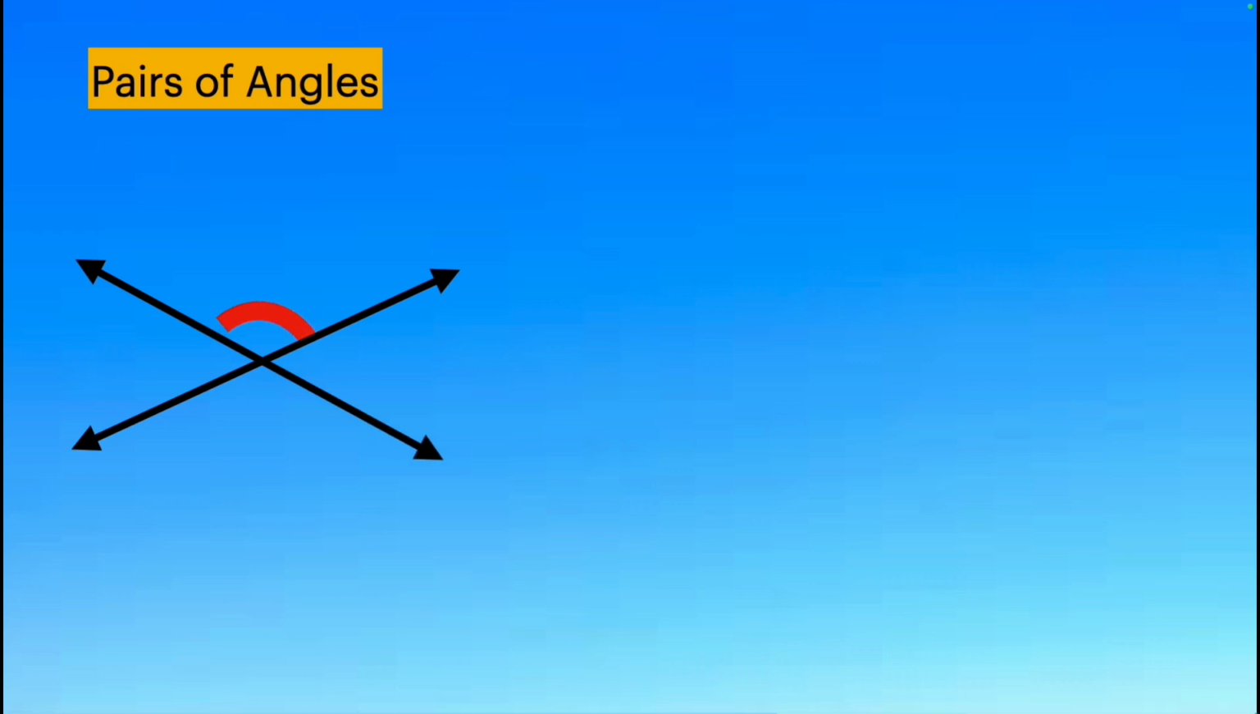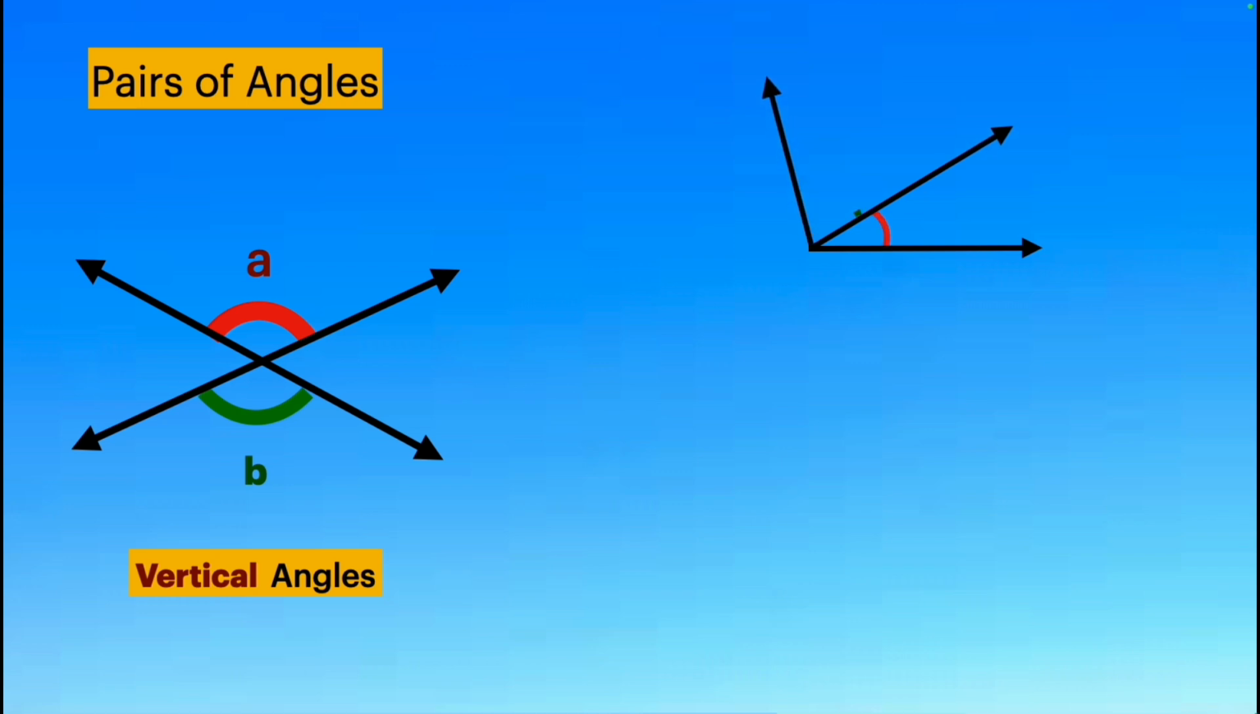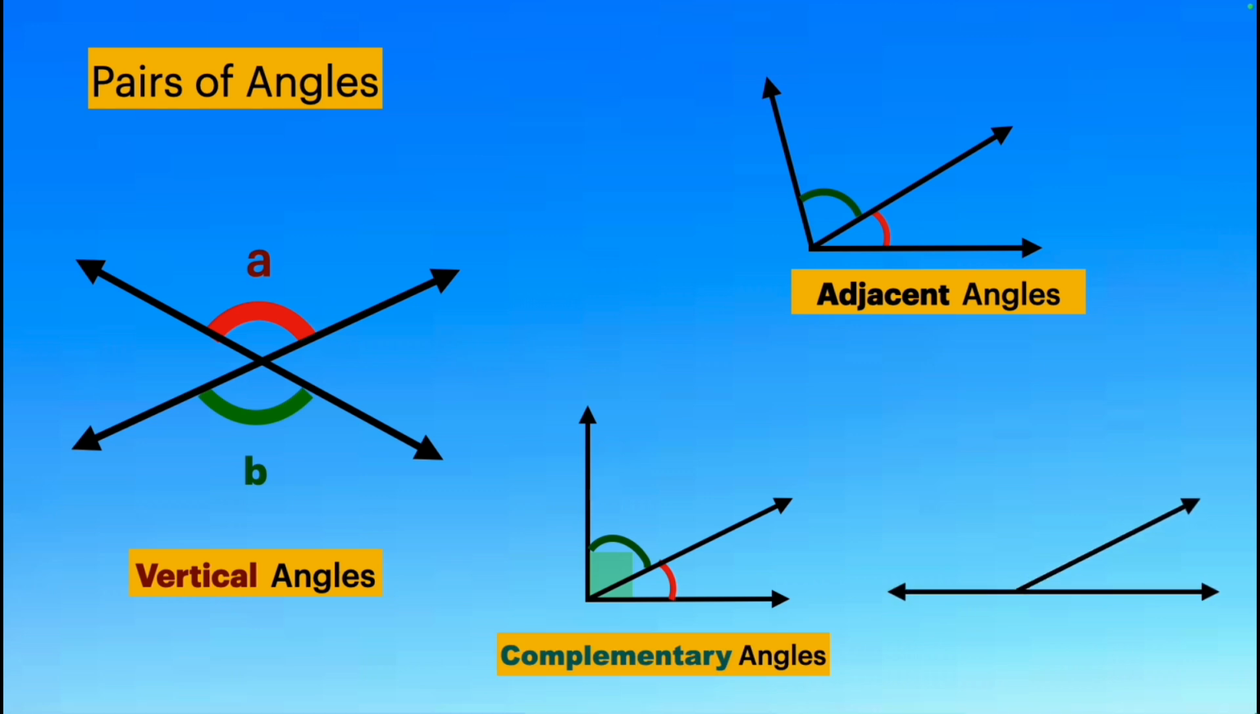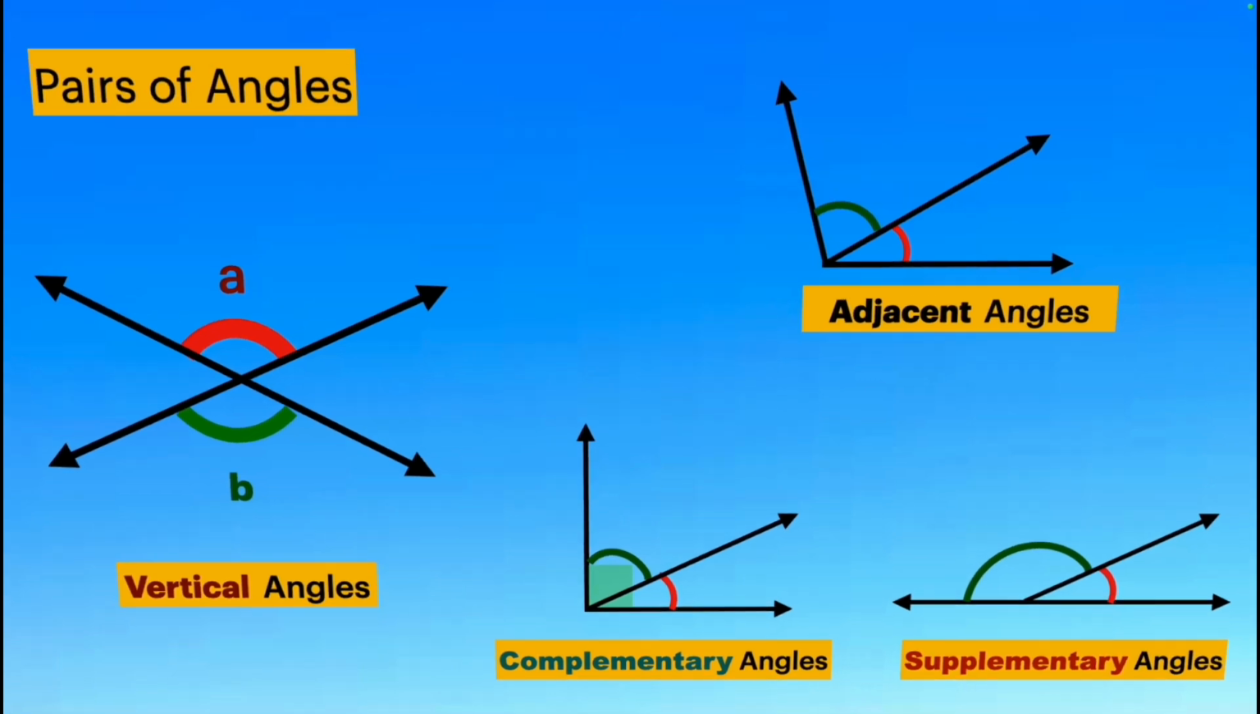Now, let's talk about pairs of angles. When two straight lines intersect, vertical angles are formed. Here, A and B are vertical angles. Angles that share a vertex and a common side are adjacent angles. When two adjacent angles add up to 90 degrees, they are called complementary angles. When two angles add up to 180 degrees, we call them supplementary angles.